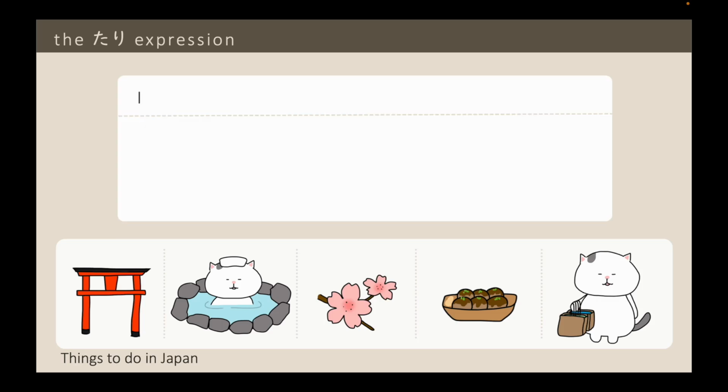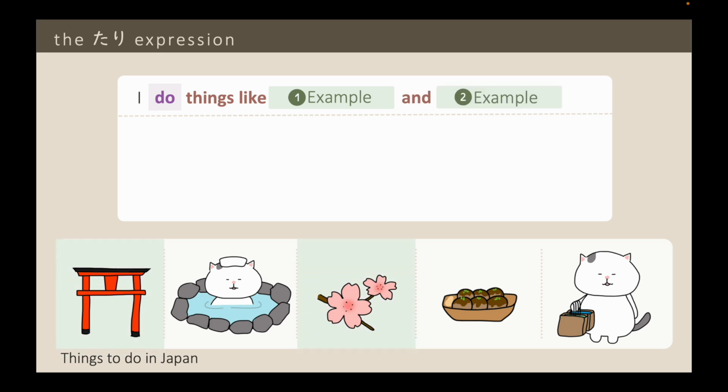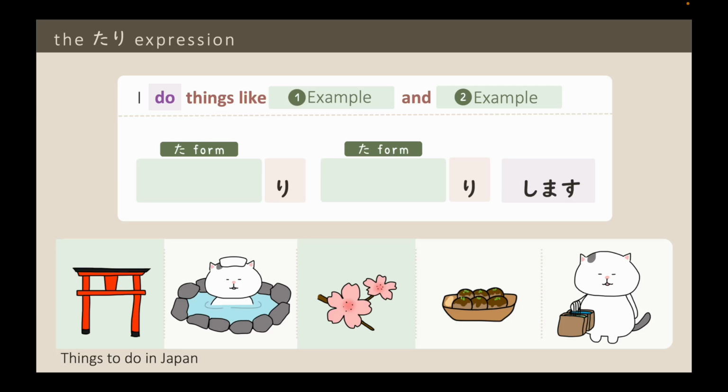To say, I do things like example 1 and example 2, we use the ta form of the verb, which is the short past tense, and add ri. We do this for each activity, and after listing all the examples, we end the sentence with shimasu.